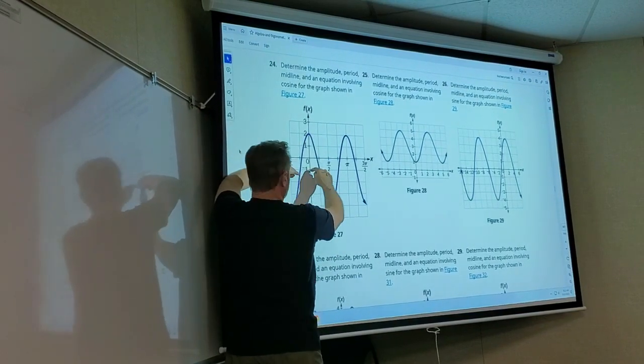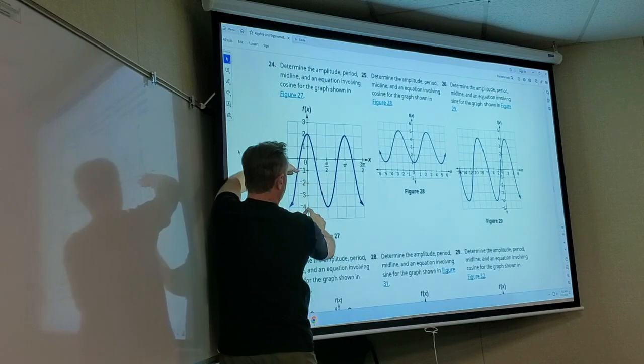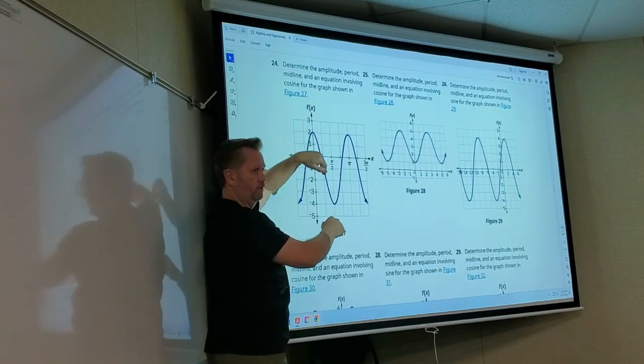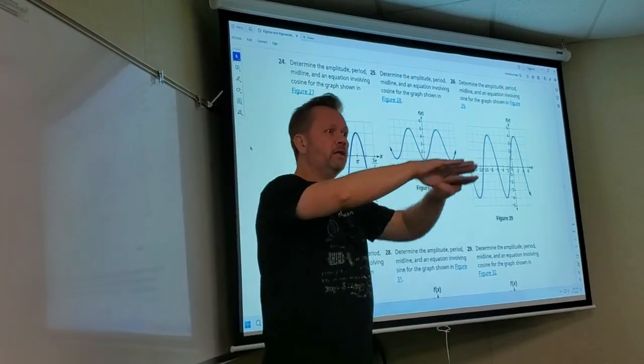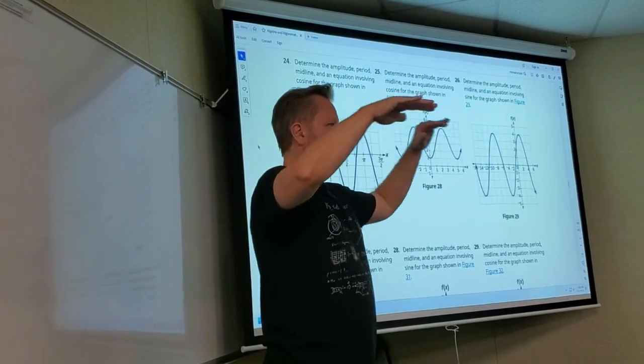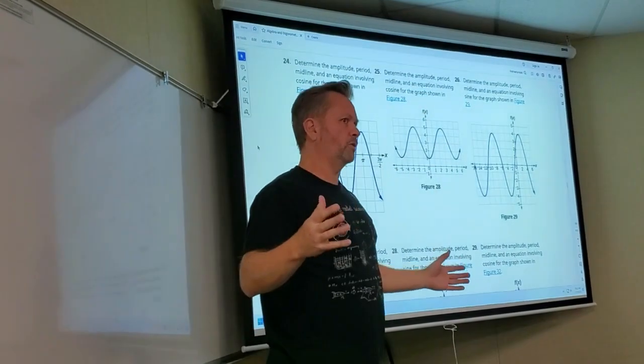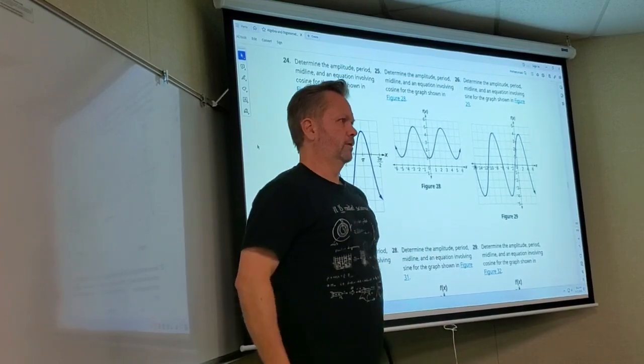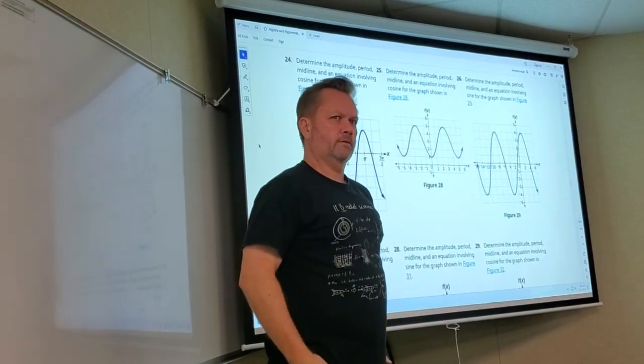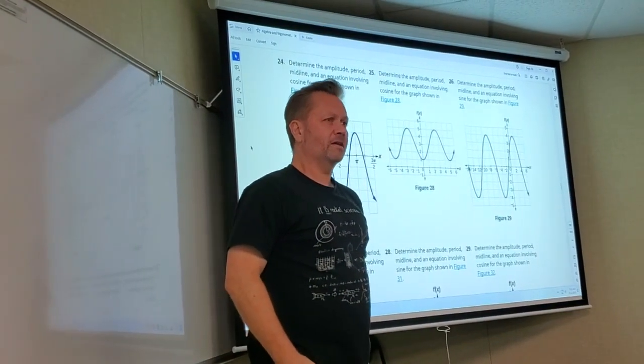3. And how far away is the minimum? 3. Do you see that? And that's what the midline's supposed to be. It's supposed to be the middle line. So I just told you what the amplitude is also, right? Do you guys get that?